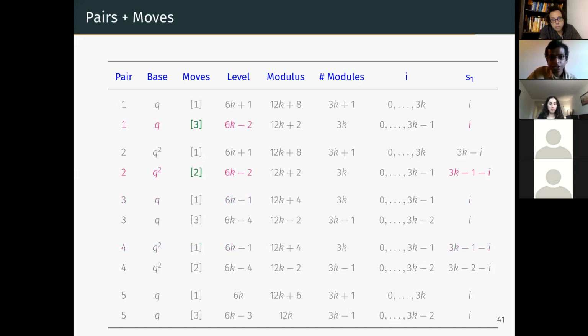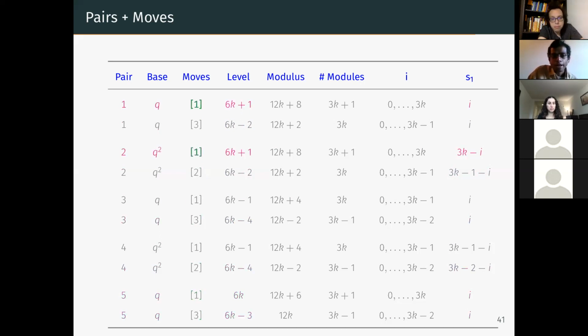For 6k minus 2, you need these more complicated sets of moves, 3 and 2. But it's the same phenomenon, q and q squared. 2 different pairs explaining every module independently. Again, one going this way, one going the other way. Same with 6k minus 4. But if your level is divisible by 3, that is either 6k or 6k minus 3, then you are explained by exactly one Bailey pair every module.